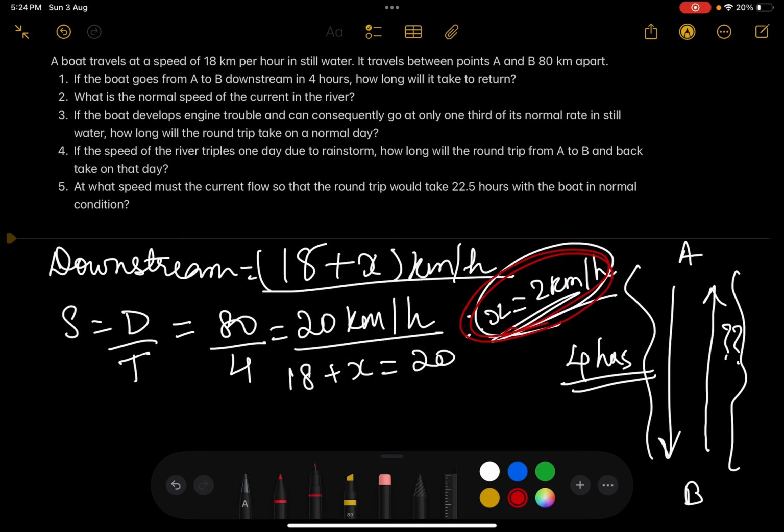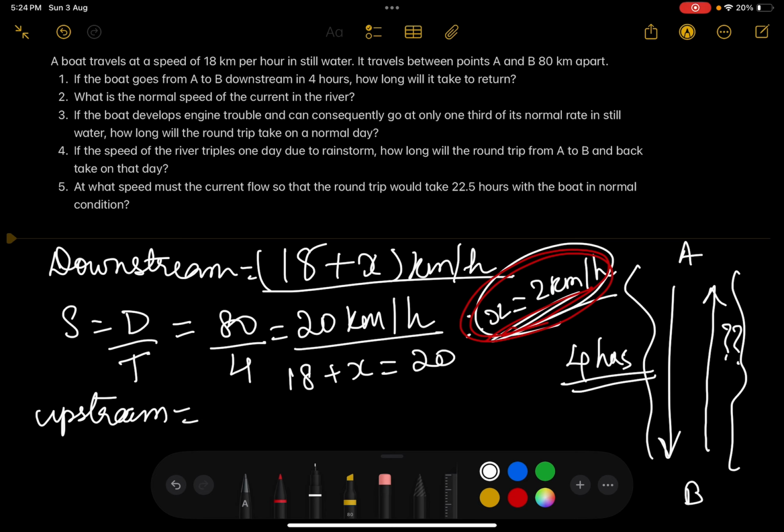Now we know that the speed of the current is 2 km/h, and the speed of the boat in still water is 18 km/h, which means we can find out the upstream.